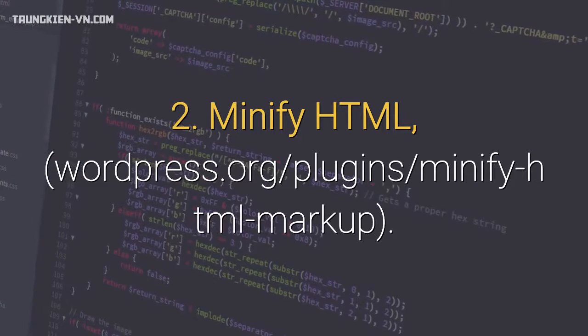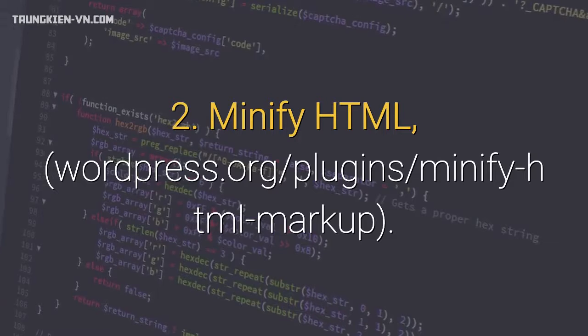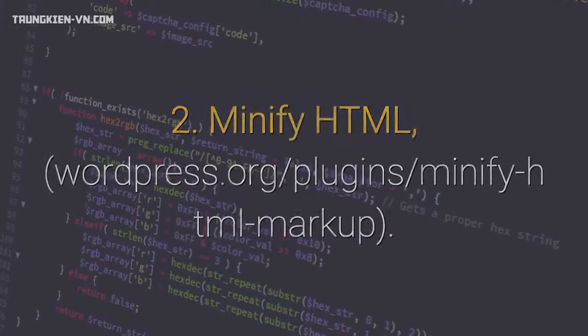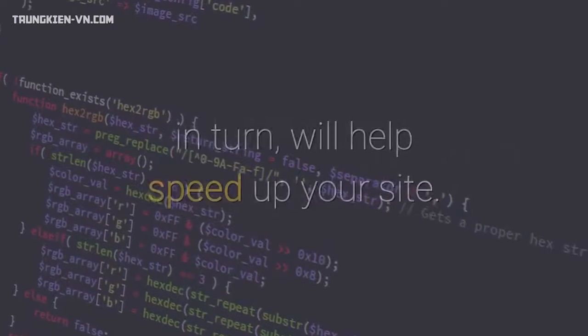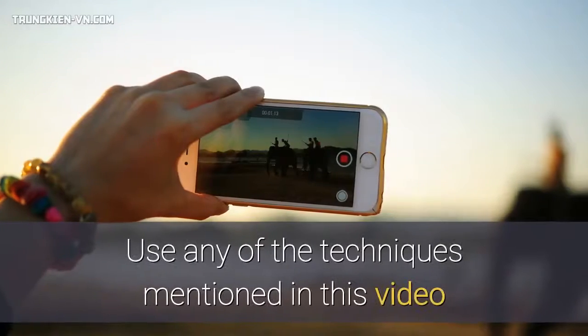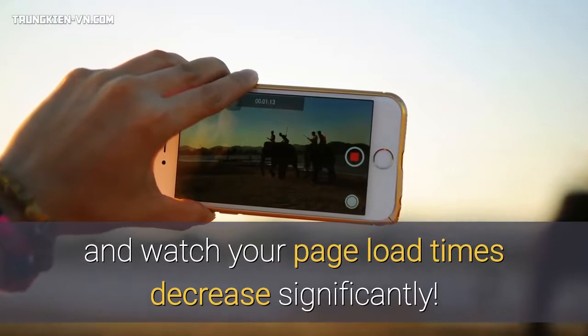2. Minify HTML, wordpress.org/plugins/minify-html-markup. This plugin will help clean up your HTML code which, in turn, will help speed up your site. Use any of the techniques mentioned in this video and watch your page load times decrease significantly.